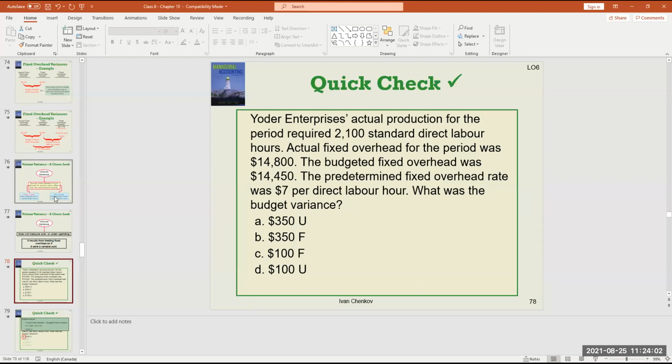In this case, let's see if you can do this question together. This company, actual production, are you guys there? Yes.